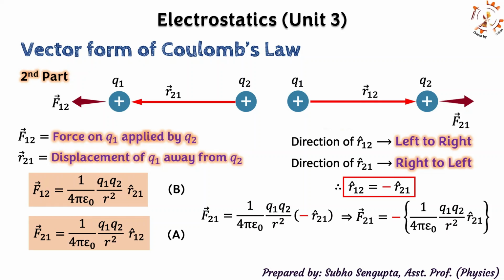Consider the terms within the second bracket on the right hand side of this equation. It is nothing but vector F suffix 12 as per equation B. So, I get vector F suffix 21 is equal to minus vector F suffix 12. This means that the two charges exert forces of same magnitude on each other, but in opposite direction. Thus, these are Newtonian forces, that is, forces of action and reaction. So, Coulomb force acts in action-reaction pair.